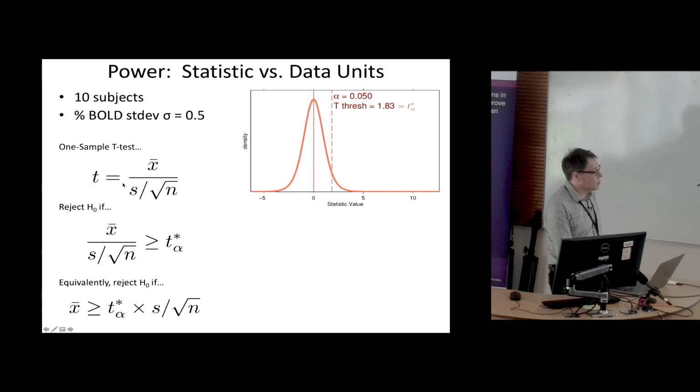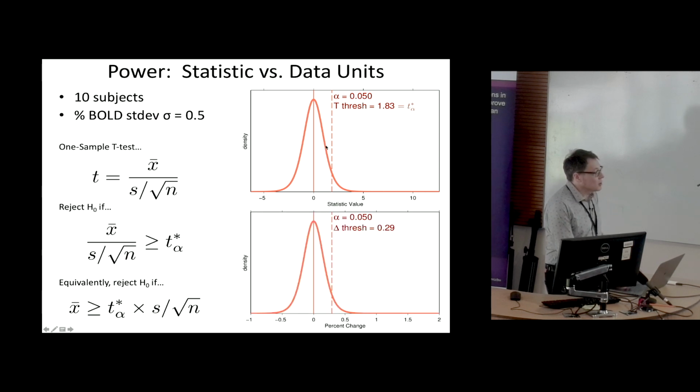So instead of saying, I'm going to reject the null hypothesis if my t-statistic is large, you also can say, I'm going to reject the null hypothesis if my sample mean is larger than the critical value times the standard deviation divided by the square root of n in this one-sample case. So I can equivalently be thinking in t-statistic units, or I can be thinking in absolute units, which may be more useful.